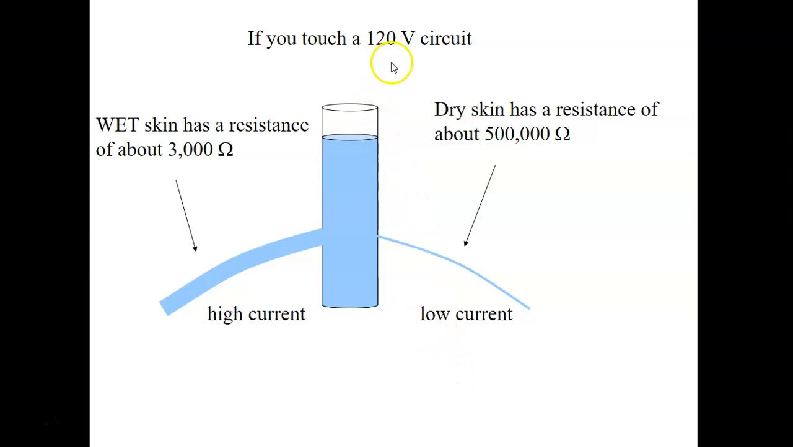If you touch a 120 volt circuit, your dry skin has a resistance of around 500,000 ohms. Wet skin has a resistance of only about 3,000 ohms. So you're going to get a lot more current flowing through your body if you're wet, because you have a much lower resistance.